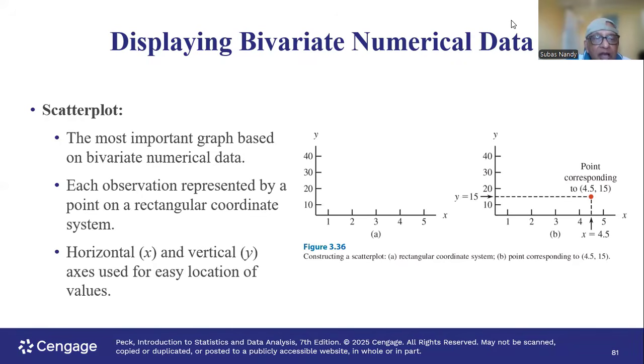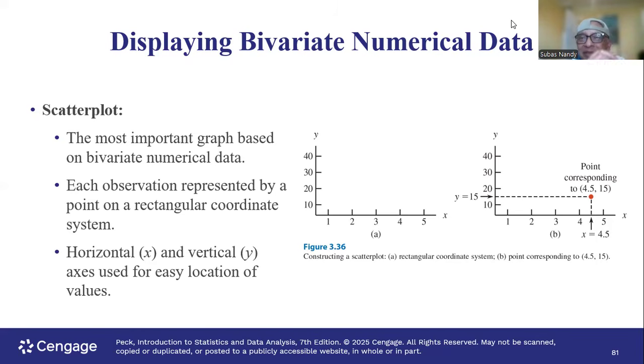The most important graph based on bivariate numerical data is a scatter plot. Each data point is associated, as I already told you, with one x value and another y value. The x value is the value on the horizontal axis, and the y value is the corresponding value on the vertical axis. X is usually the independent variable, y is the dependent variable, and we draw a point to represent a particular data point in the xy plane. This type of plot is called a scatter plot.